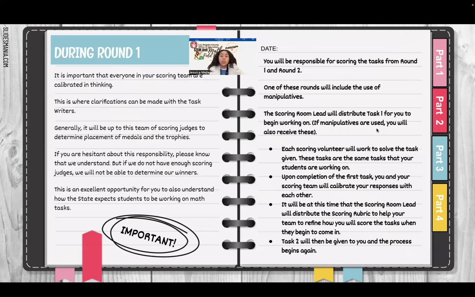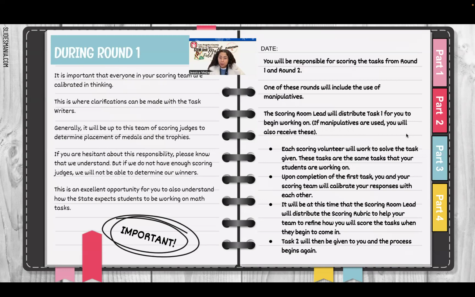So the scoring room lead will distribute task 1 first. Then you will work on it individually by yourself. If you have manipulatives, we will share those as well. Once you have completed working out the task, then you will be sharing your responses with your colleagues, and then calibrate around what the responses should be.